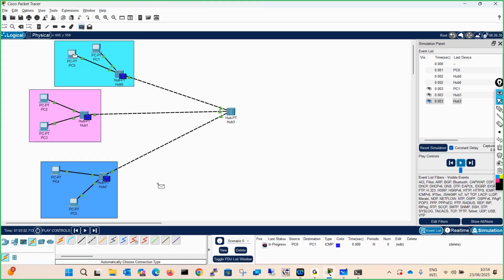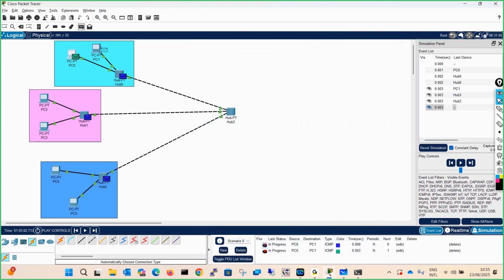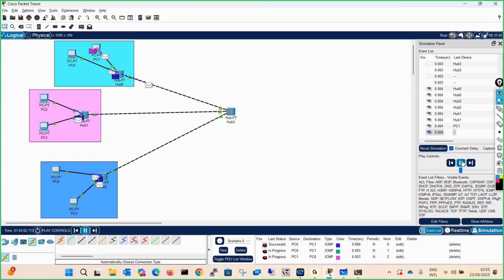Now we have put that PC1 also wants to communicate to PC2. We have put this, right. Now we said that, okay boss, at the same time I want PC1 to also communicate to PC0, and let's see what is going to happen. Now see over here, PC1 also wants to communicate to PC2 over here.